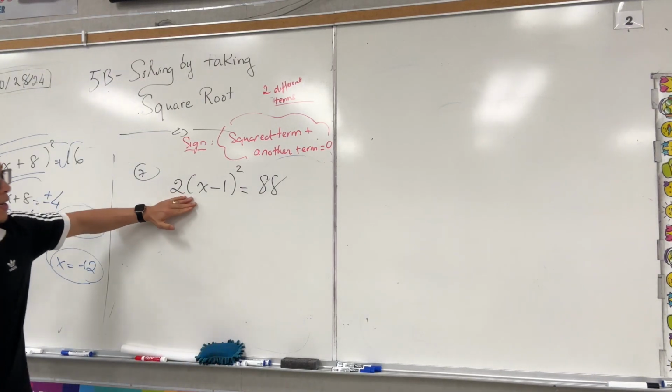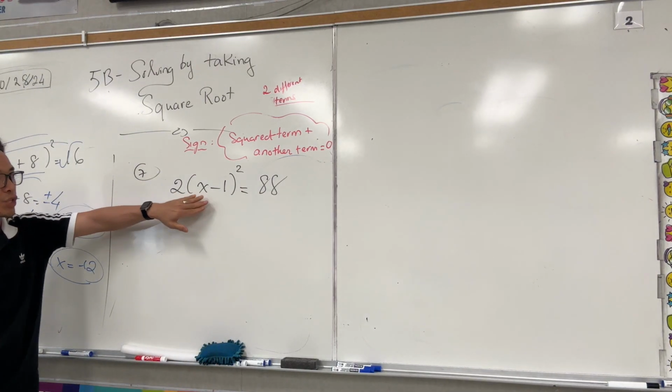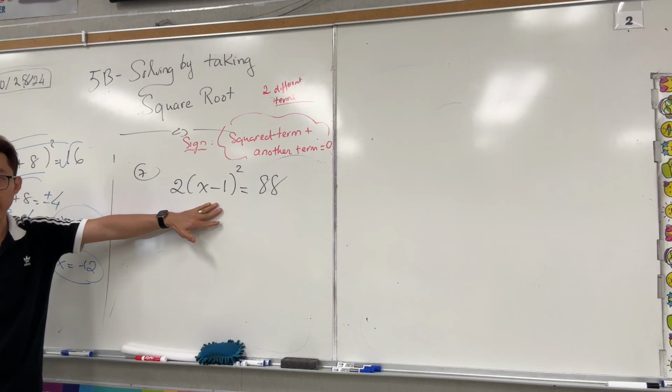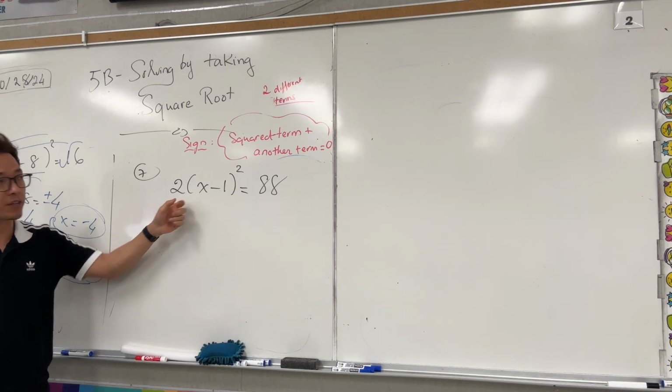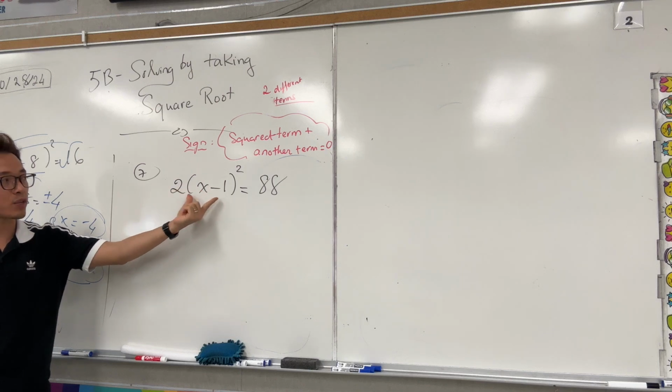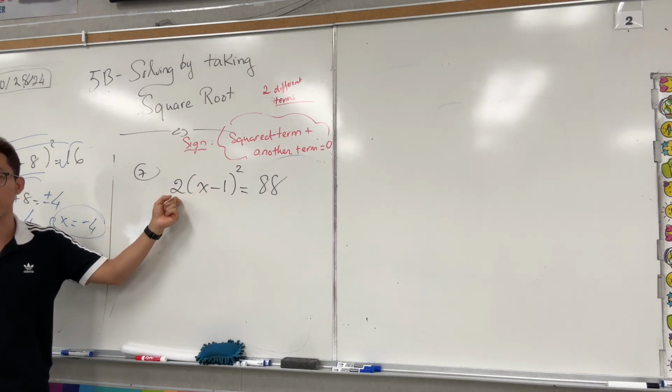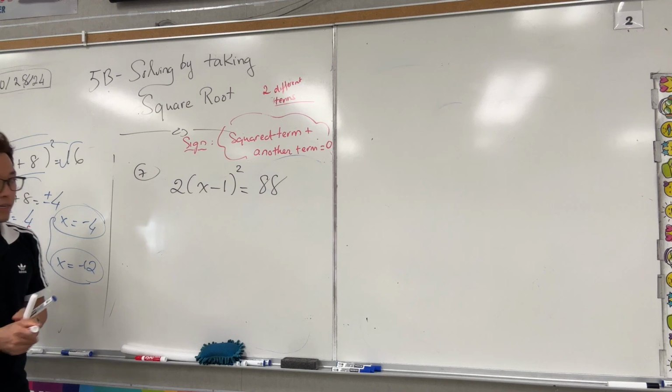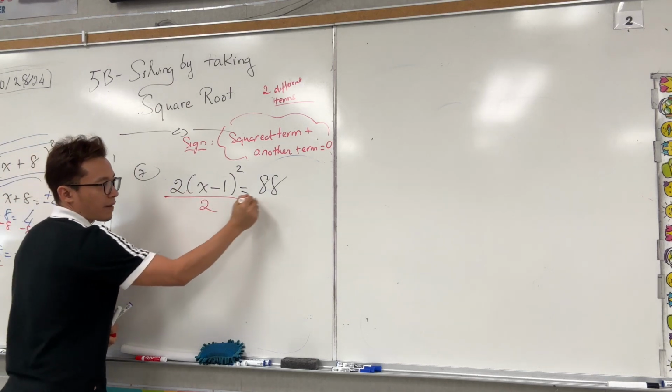Okay, answer me. Which one is the square term? X minus 1. X minus 1, no 2, right? 2 is not inside the square. So you need to isolate the square term, but get rid of the 2. How do you get rid of the 2? Divide. This is a multiplication, so you need to divide it, okay?